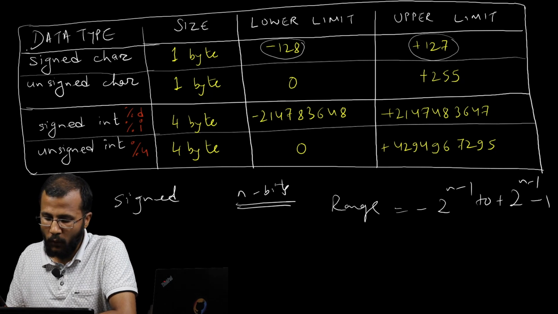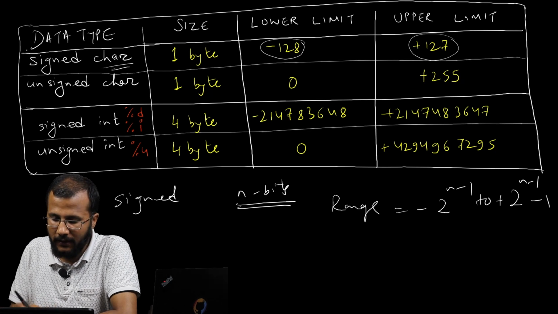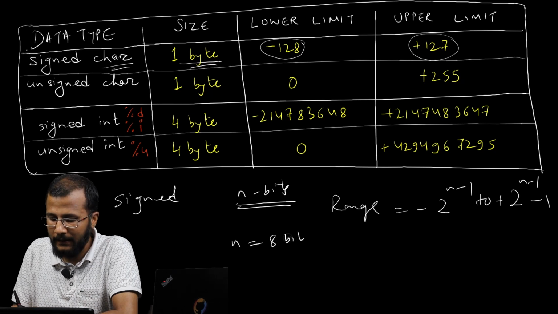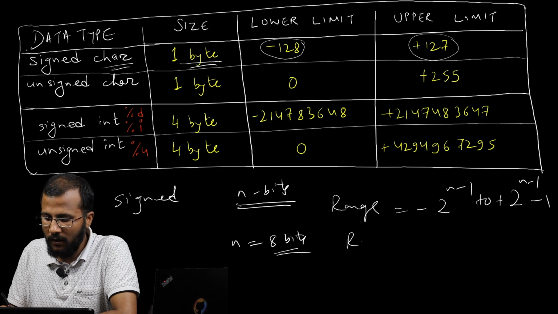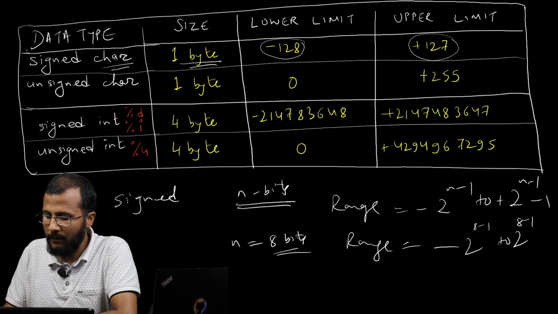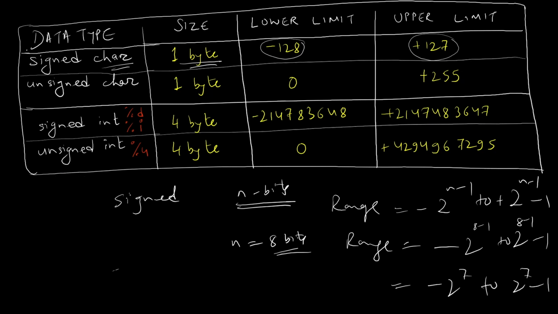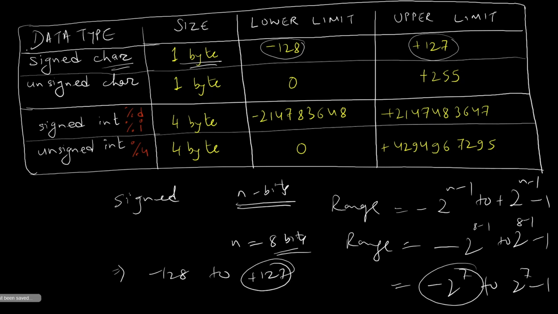So let's talk about the signed char. Here it is 1 byte, so the number of bits is how much? 8 bits, right? N is 8. So the range for signed integer would be -2 to the power 8 minus 1 to 2 to the power 8 minus 1 minus 1, that is -2 to the power 7 to 2 to the power 7 minus 1, which actually comes to be from -128 to +127. So this is how you get the range for a signed number.